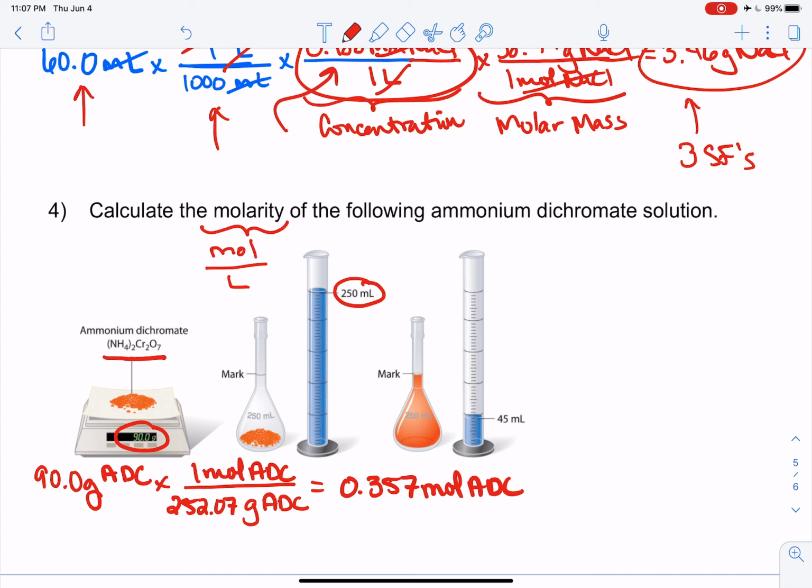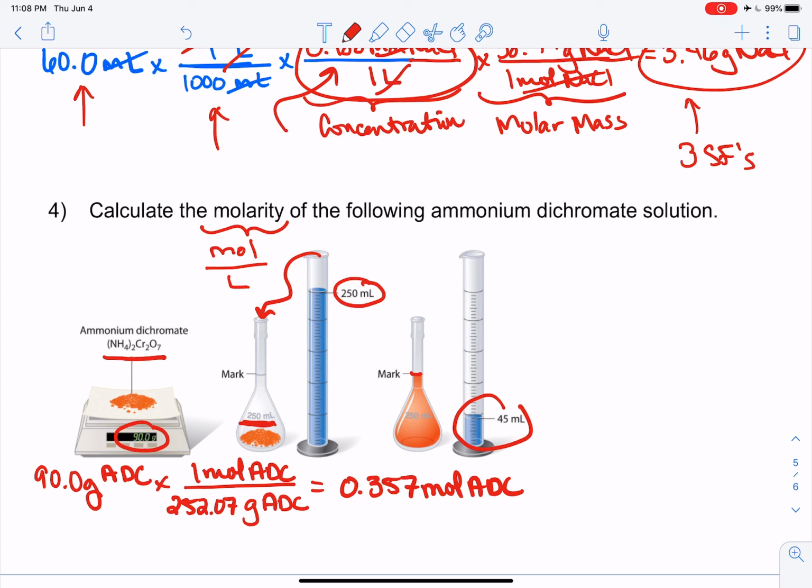But the second picture shows you that you did not put the full 250 milliliters of DI water into your volumetric flask here, that you had some left over. And that's because your ammonium dichromate is taking up some space. Okay, so see, this is also a 250 ml. So you go ahead and you put your DI water in with the ammonium dichromate, swirl it, put some more, and then you're going to fill it up to the mark so that you have 250 milliliters of solution.